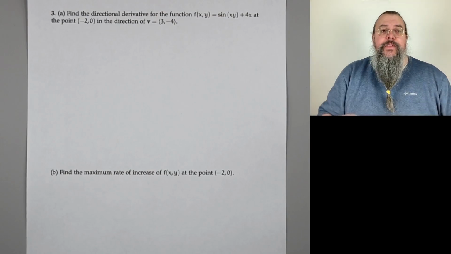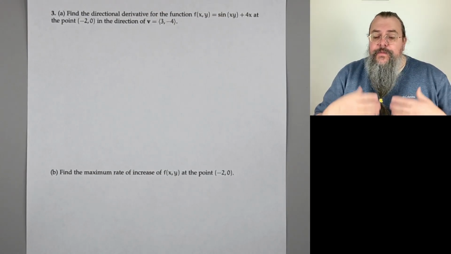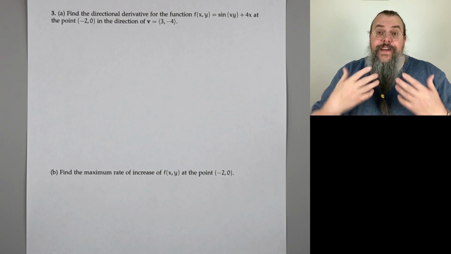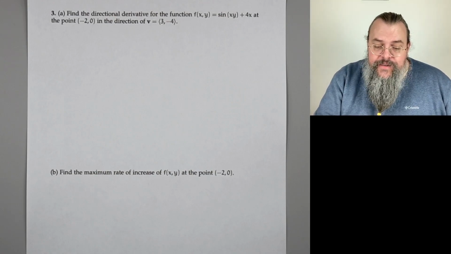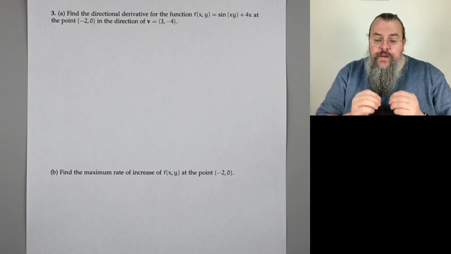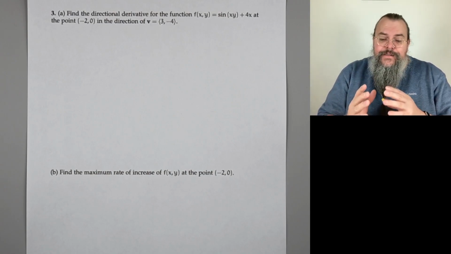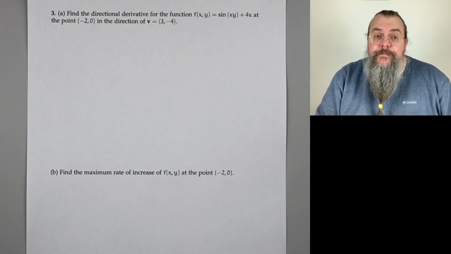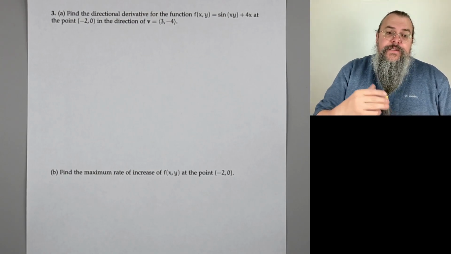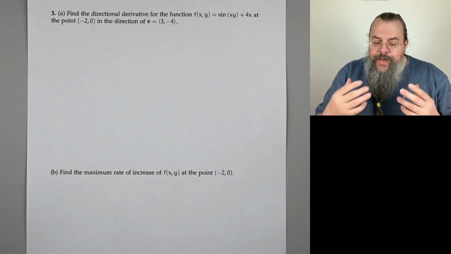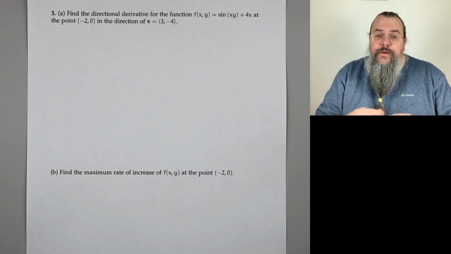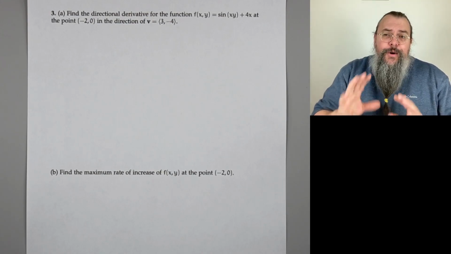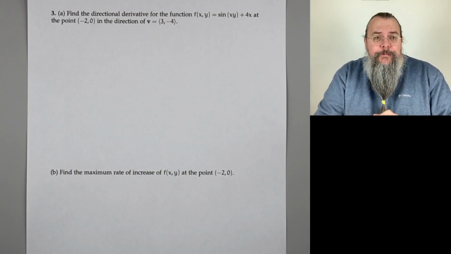Number 3. Find the directional derivative for the function f of x, y equals sine of xy plus 4x at the point (-2, 0) in the direction of v equals (3, -4). And that's part A. Now there's a part B, which is find the maximum rate of increase of f of x, y at the point (-2, 0). We'll get to that one in a moment. But let's start with part A.